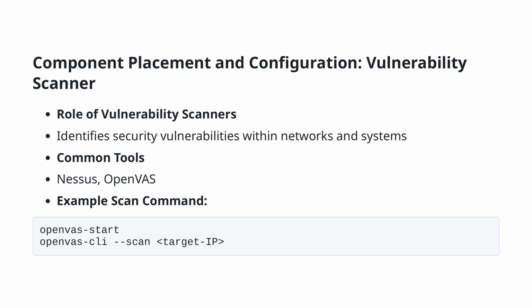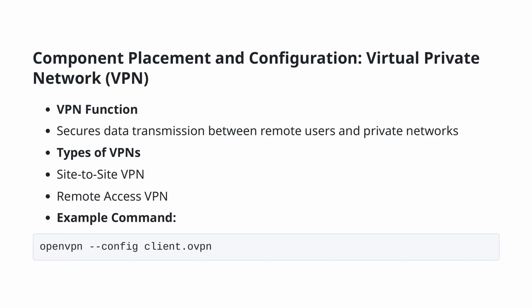security posture. When discussing the placement and configuration of virtual private networks, or VPNs, it's essential to understand their primary function. VPNs are crucial for securing data transmission between remote users and private networks. This is achieved by creating a secure and encrypted connection over a less secure network, typically the internet. There are two main types of VPNs.